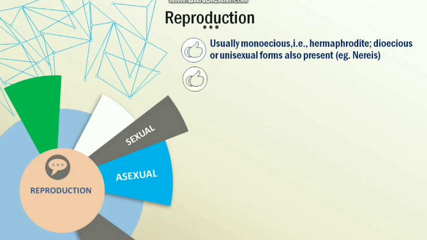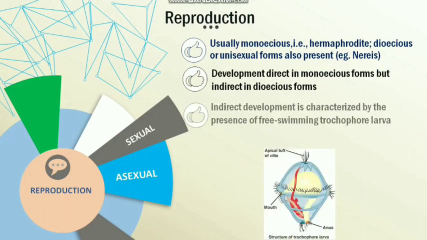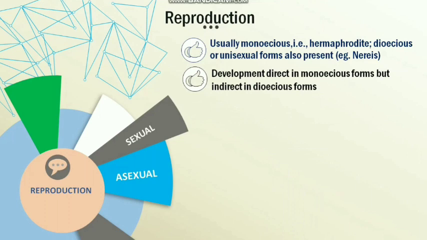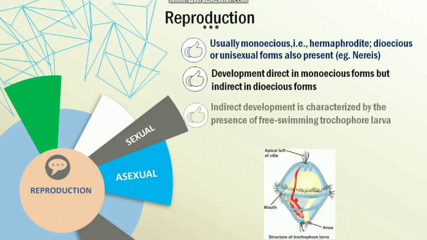Now, in the case of monoecious organisms, the development is direct. So without any larval forms, the organism will be developing. But in the case of dioecious, unisexual organisms, the development is indirect, and this indirect development is characterized by the presence of free-swimming trochophore larvae. So you can see here the trochophore larva in this figure.